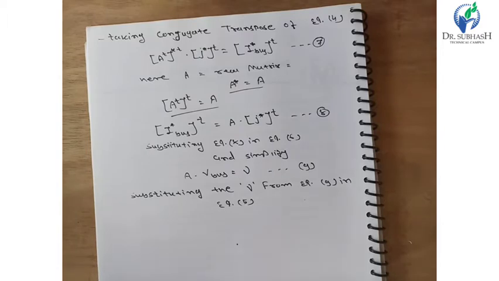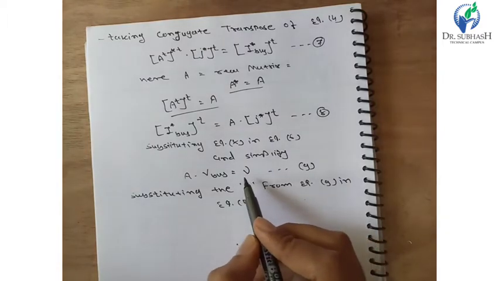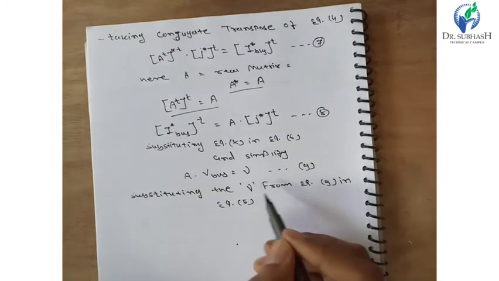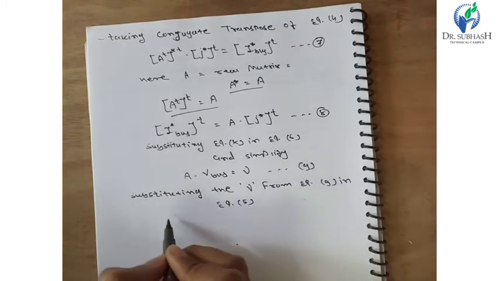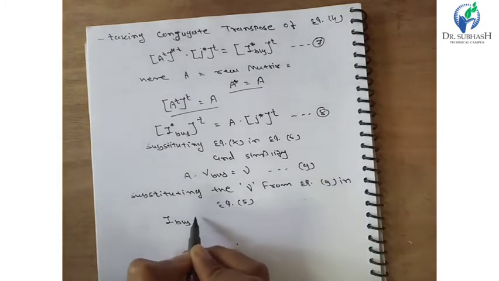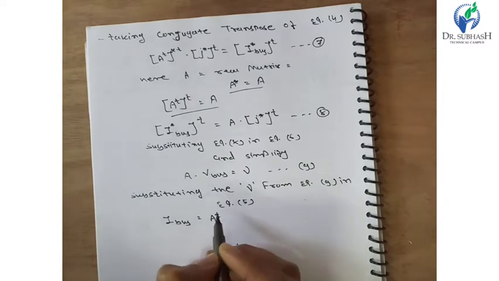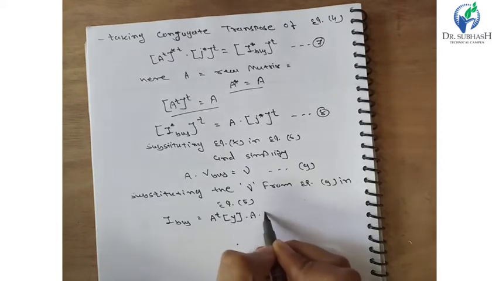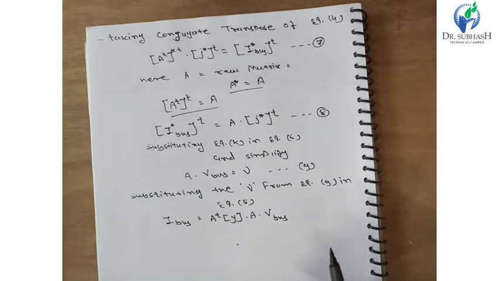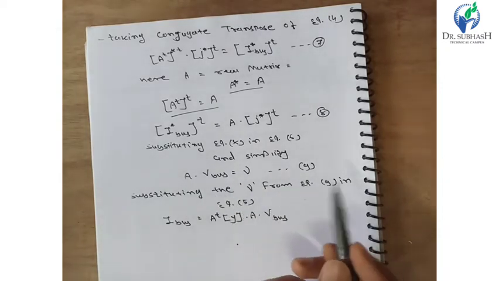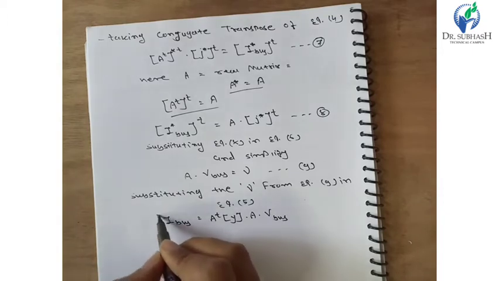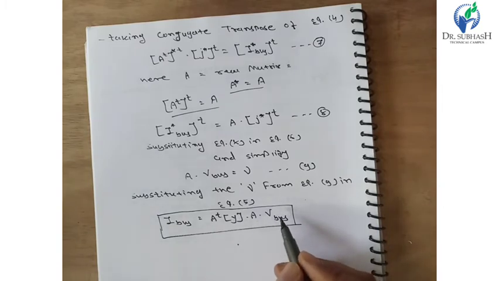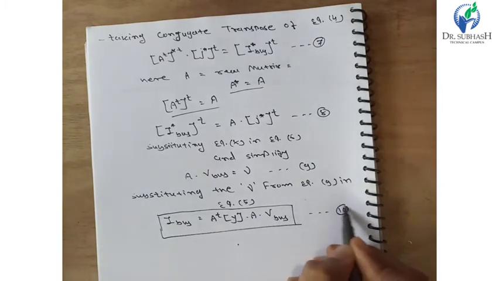Substituting the value of V from equation number 9 into equation number 5, after simplification of these two equations, the value is I bus is equal to 80 into Y into A into V bus. This is the form of the value we put in equation number 5. So the output is I bus is equal to 80 into Y into A into V bus. This is equation number 10.